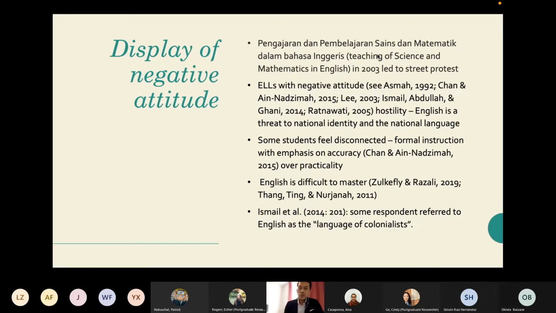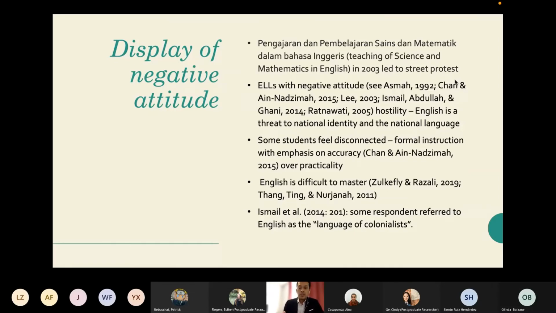Okay, let's zoom in on some displays of negative attitude towards English. Local scholars have reported positive and negative attitudes towards English. And today I would like to highlight the public reaction to PPSMI, Pengajaran dan Pembelajaran Sains dan Matematik dalam Bahasa Inggeris, which is the teaching of science and mathematics in English, in 2003. It was a government policy to teach mathematics and science in English, and this was done to reinstate the position of English, which was once used as a medium of instruction in Malaysia in 1970.